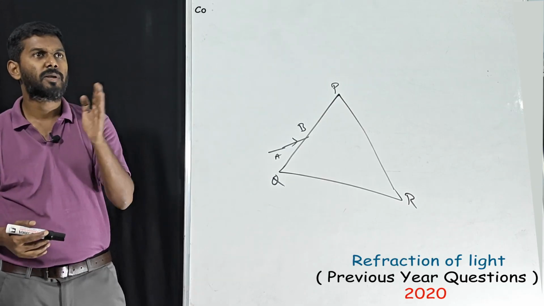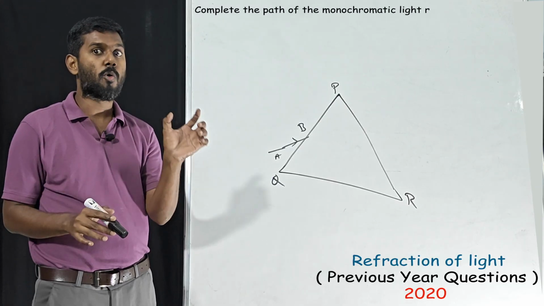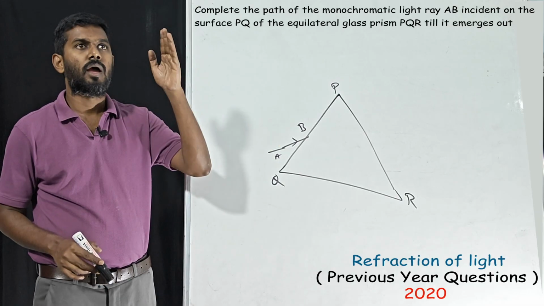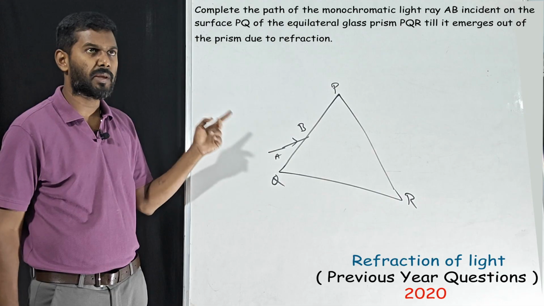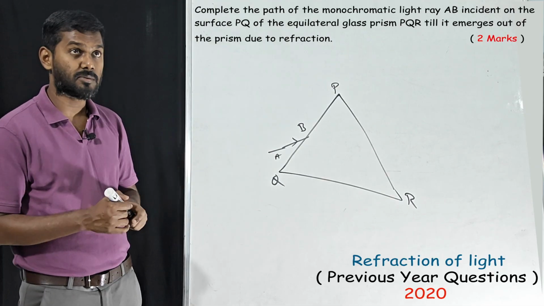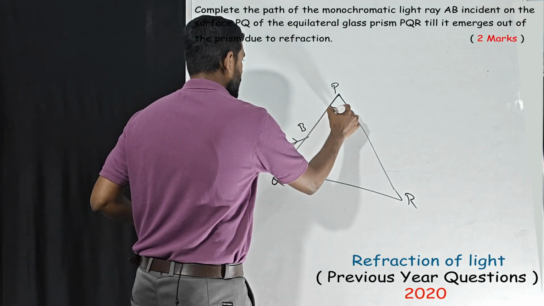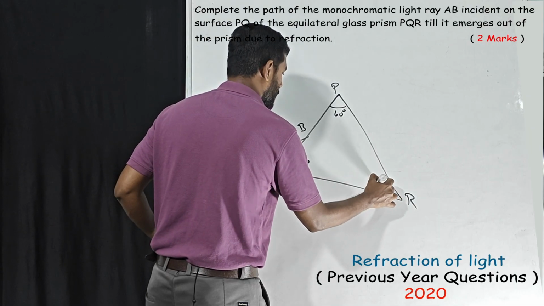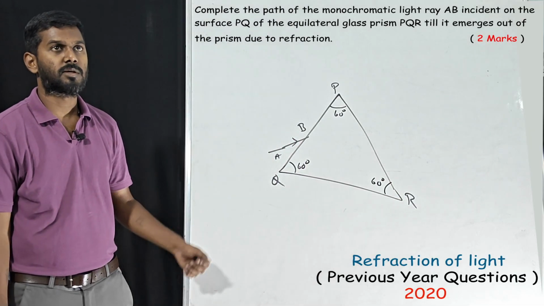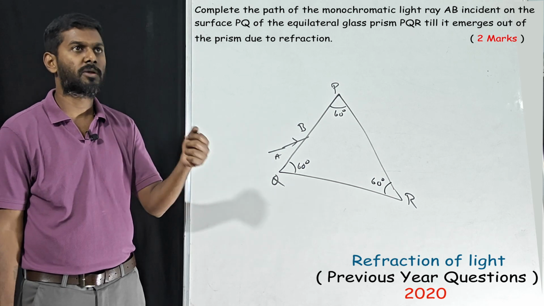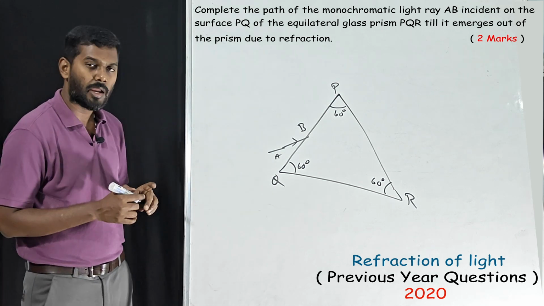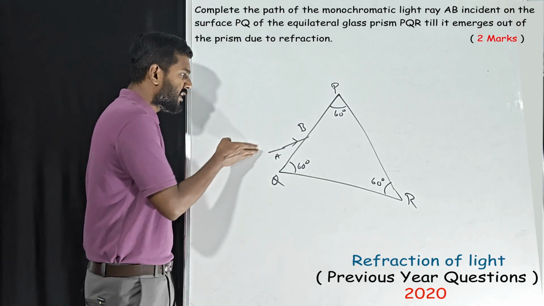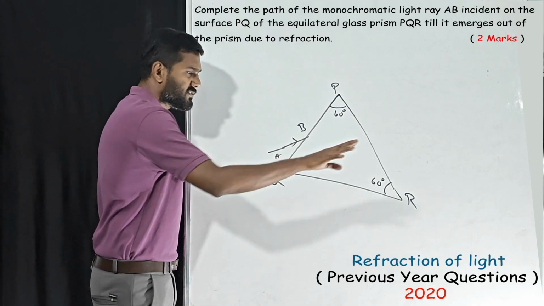Our next question: complete the path of monochromatic, single color, light ray AB incident on the surface PQ of an equilateral prism, so everything is 60, 60 and 60, prism PQR, till it emerges out of the prism due to refraction. Now listen, the important thing is monochromatic. Monochromatic means single color. When a single color light goes in, it comes out as a single color only.